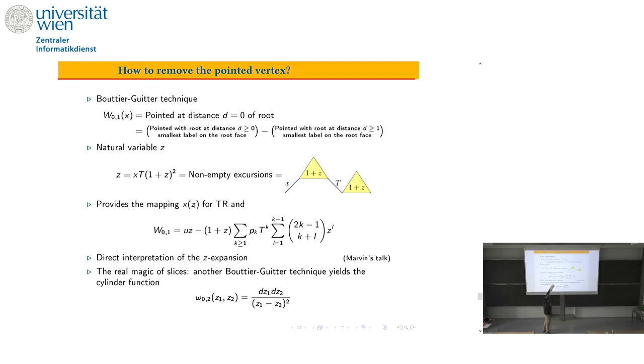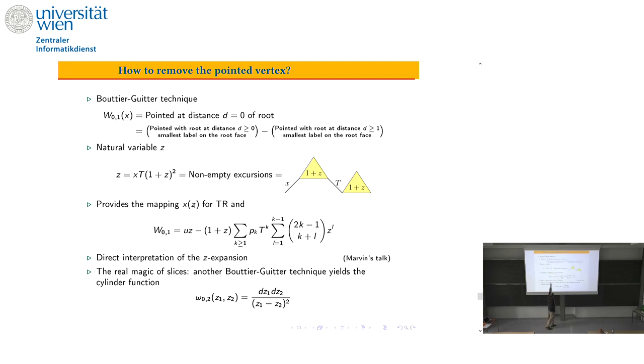Okay, and if you look at the first parenthesis, and you call that quantity Z, it's actually a set of what we call non-empty excursions, which are Dyck paths that are non-empty, so they stay above the positive axis. They start with an upstep, and the upstep is decorated by X, the catalytic variable. And then you can decorate every triangle with any path, so 1 plus Z, basically. So you have a clear combinatorial interpretation of this variable Z, and that gives you the mapping that you look for in the topological recursion. Why? I don't know. It's just that it works.